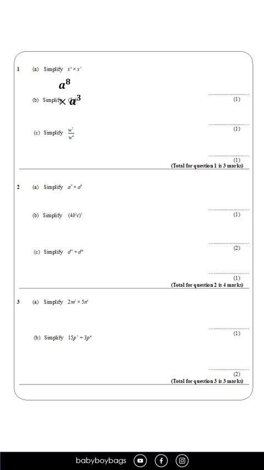When you have bases that are similar, whenever you multiply, you add the powers. We're going to add the 8 and the 3, which gives us an 11, and that would be our answer. So the correct answer would be x to the power 11.